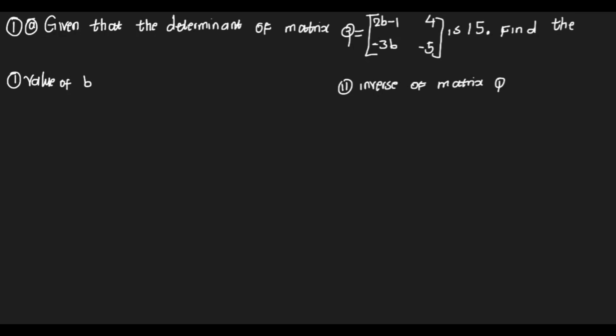In this video, we are going to look at some questions from Mathematics Paper 2 of 2022 for internal. Now here we have the first question from Section A. Question 1A, given that the determinant of matrix Q is 15, find the value of B. Okay, so let's see this matrix.